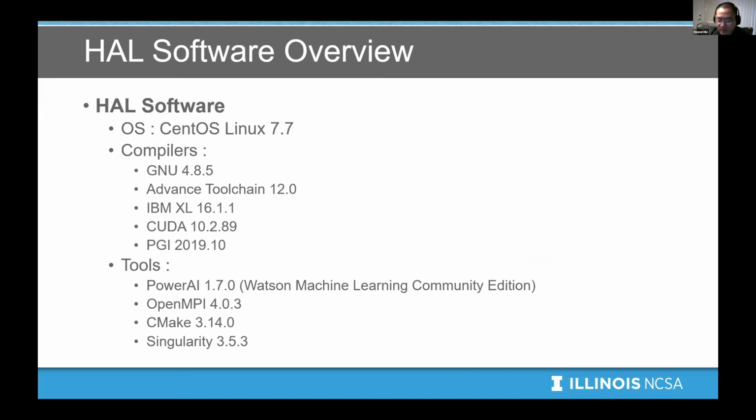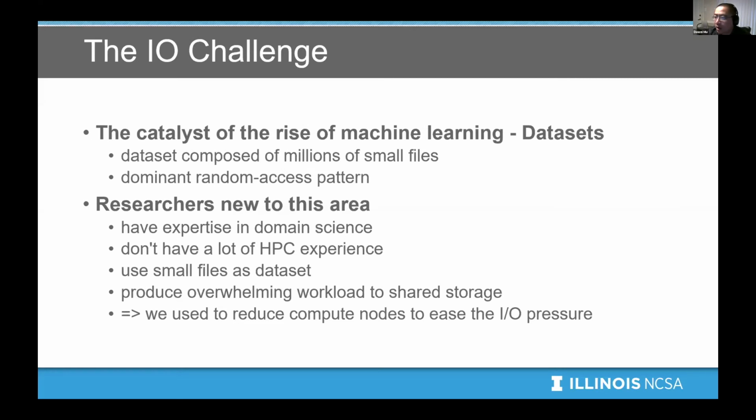For the machine learning toolsets, we mainly use PowerAI 1.7.0, which changed its name to Watson Machine Learning Community Edition. We also have Open MPI for internal communication, and CMake for automatic build and compile, as well as Singularity as our container solution. Okay, so this is the introduction of our system.